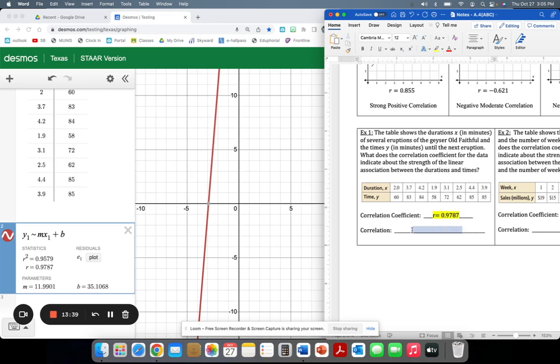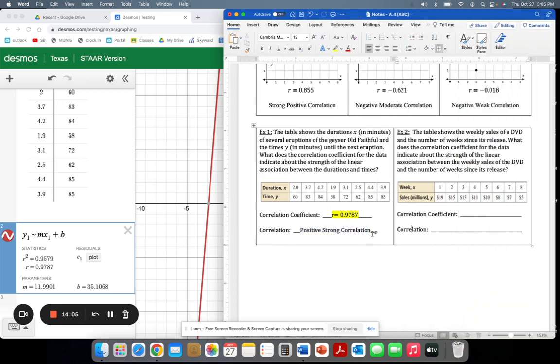It is, first of all, a positive correlation because the R value is positive. Secondly, it is very, very close to 1, so it is a very strong relationship. So, positive, strong correlation. This is how you will figure out the correlation.